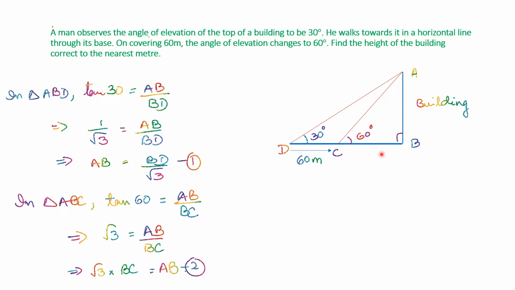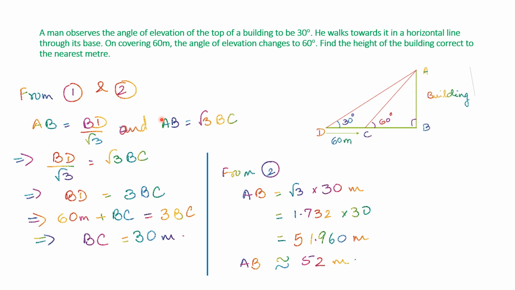In most of these questions, you will always find something that is common, and that is AB is equal to AB, and we compare the two parts. So over here, from 1 and 2, we get AB is equal to BD by root 3 and AB is equal to root 3 BC, which implies BD by root 3 is equal to root 3 into BC. So the root 3 comes over here. This is BD is equal to 3 times BC. But your BD is equal to 60 plus BC. So 60 meters plus BC. So BC is equal to 30 meters.